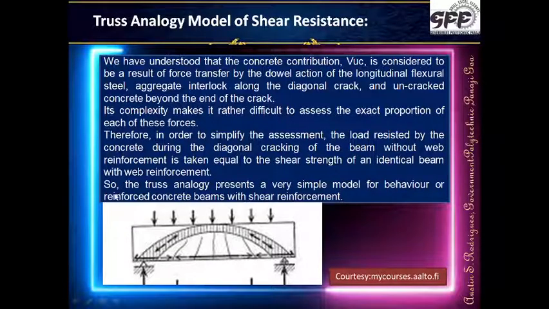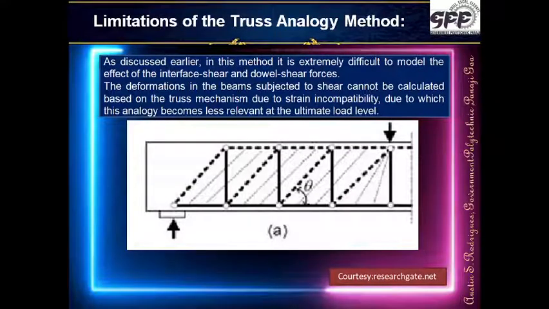But in any case, the truss analogy presents a very simple model for the behavior of RCC beams with shear reinforcement. Because of the truss analogy, we can easily design the beams for shear. But what are the limitations of this truss analogy method? As discussed earlier, in this method it is extremely difficult to model the interface shear and dowel shear forces, how much magnitude of force they will take, and to understand how much it is.